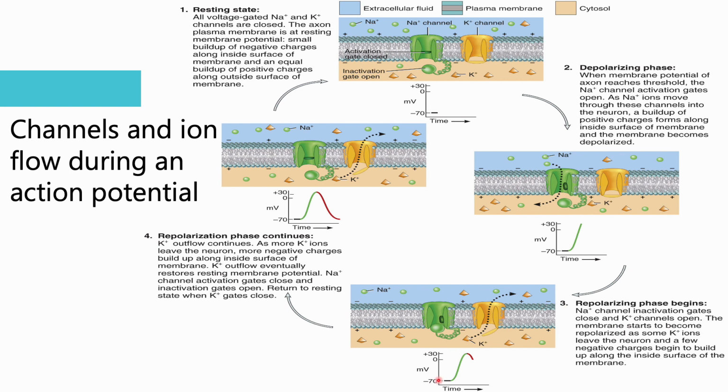Now number 3, in the repolarizing phase, what's happening? Now you see over here, the sodium channel inactivation gates end up closing, and the potassium channels open up. Now the membrane starts to become repolarized as some of these potassium ions start to leave the neuron. They're exiting now, so you're starting to repolarize. You're going back down negative. This is happening over here, this red part.